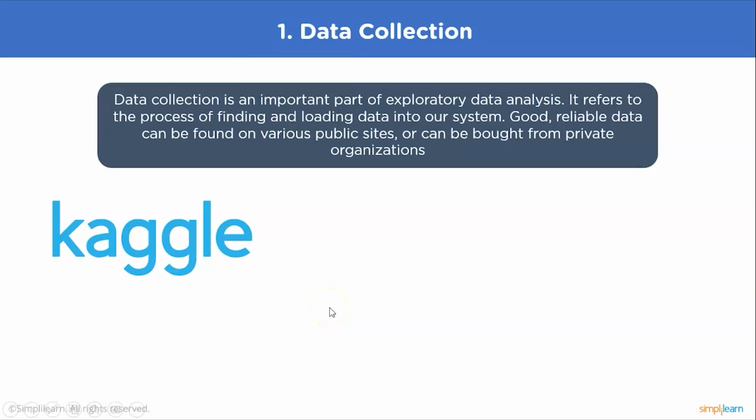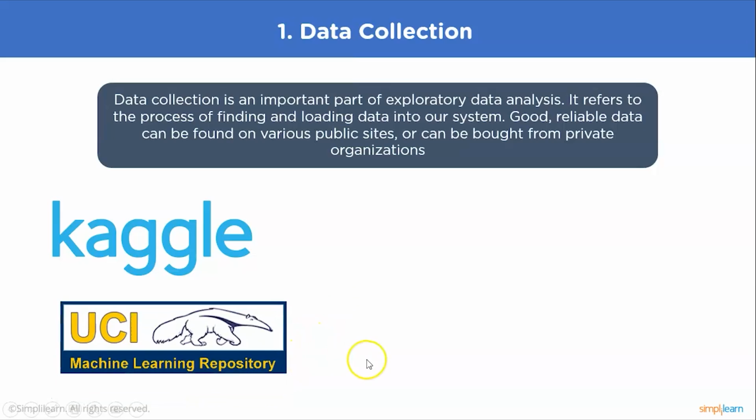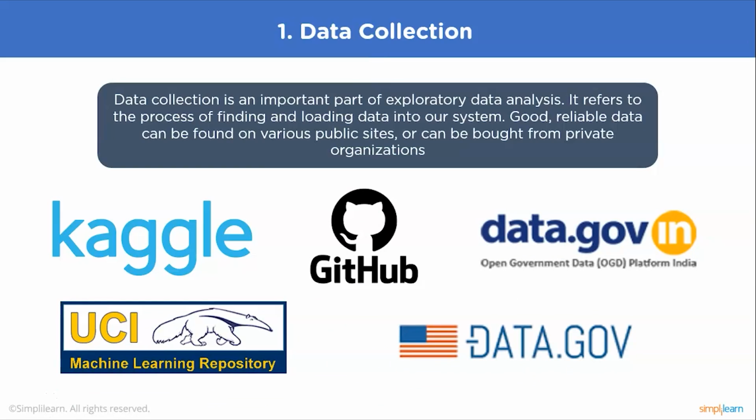Some organizations from where you can get good, reliable data are Kaggle, Machine Learning Repository or UCI, GitHub, and government data sites such as Open Government Data Platform of India and Open Government Data Platform of the USA. Kaggle has a lot of really good data sets, and people can work on these data sets and upload their notebooks. This means that not only do you get good data, you also get to look at code of people who worked on that data and get a better understanding of how to use that data.